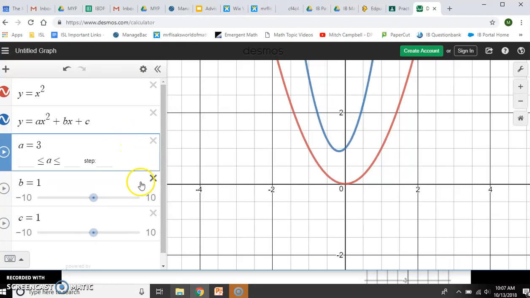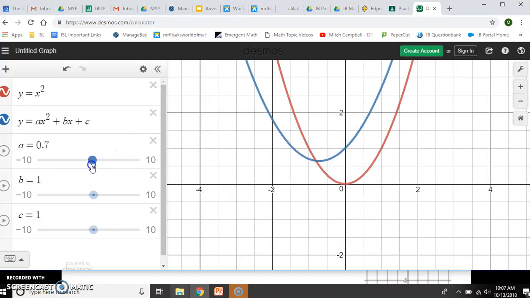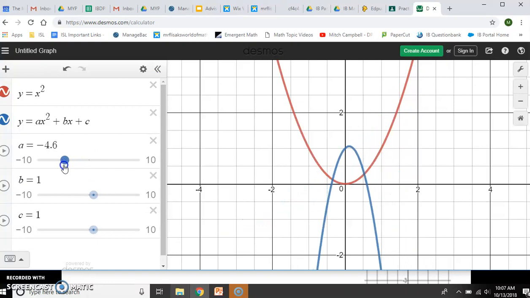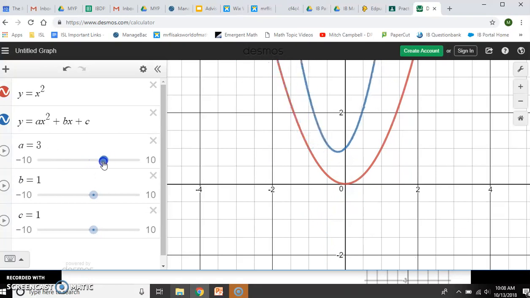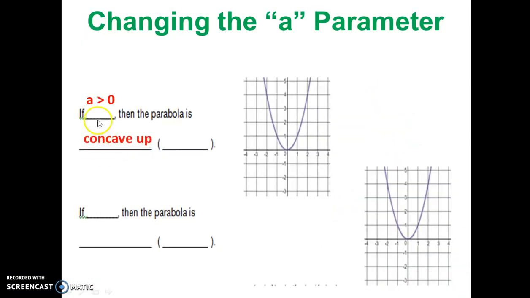Let's see what happens if I make a less than 0. So here I'm at almost close to 0, and then a is less than 0. Notice the parabola now is pointing downwards. So when a is less than 0, it goes down. When a is greater than 0, it opens up. So that is called concave up. A parabola that looks like this is called concave up.